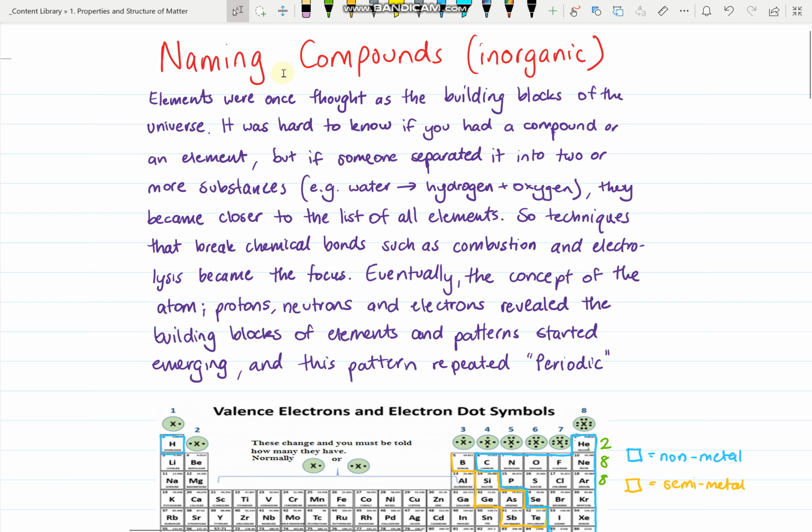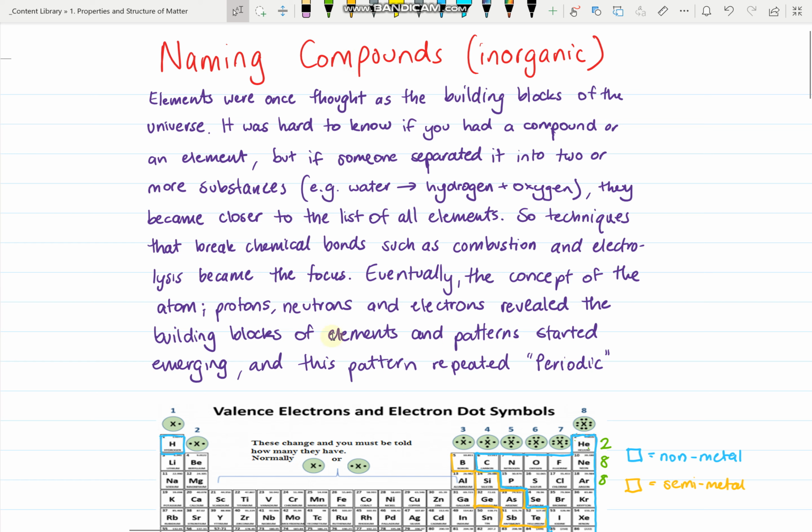Today we're going to do naming compounds. Technically, it's inorganic. You don't need to worry about it too much. There's another lesson on organic chemistry, which is the other type of naming. Anyway, this is the naming that everyone first learns. It's the mixture of all the elements. By a strict definition, it doesn't contain carbon-hydrogen bonds.